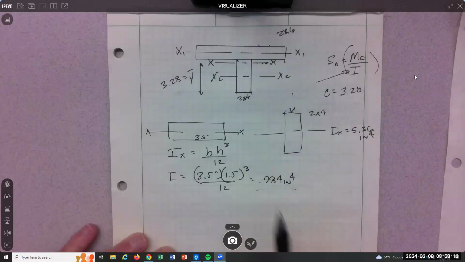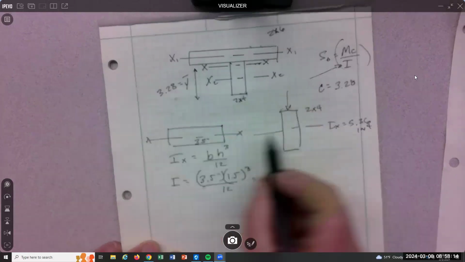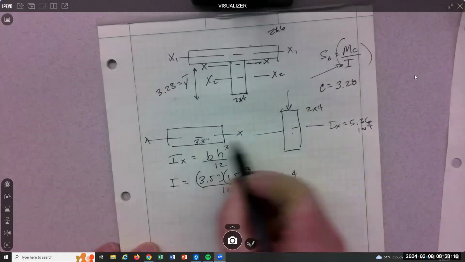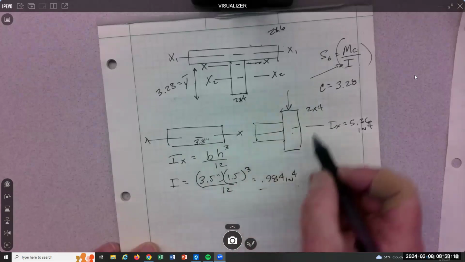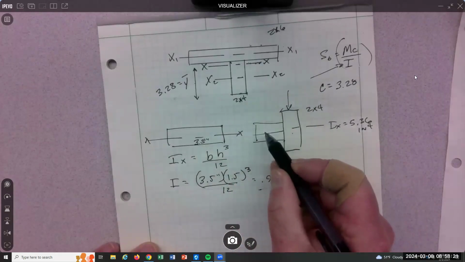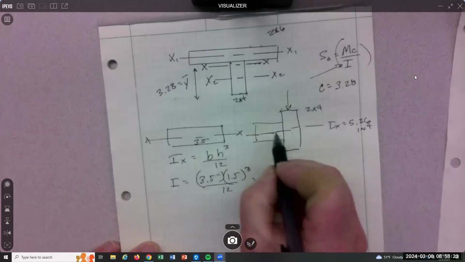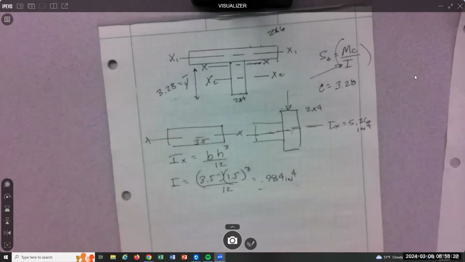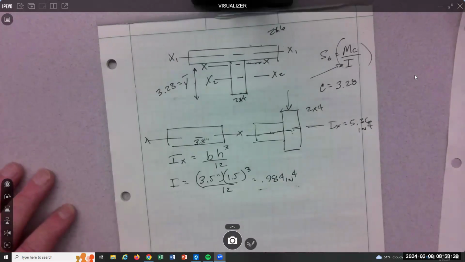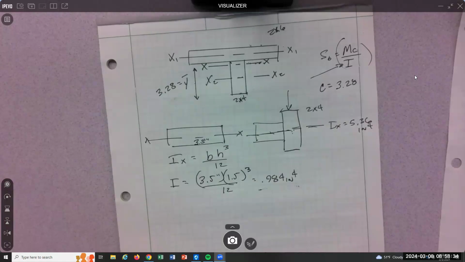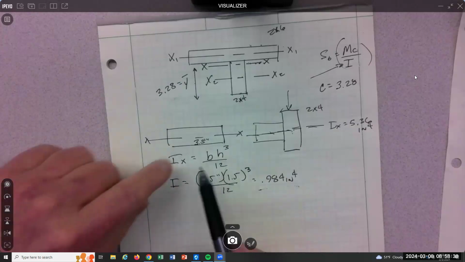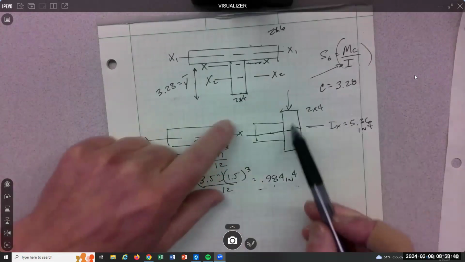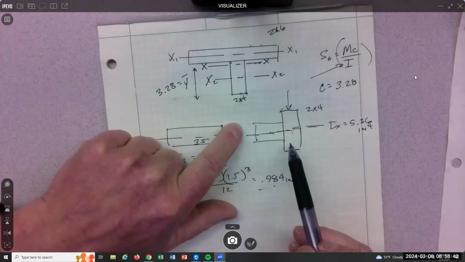If I added this 2x4 to this 2x4, if I just straight up added it, and now this is my shape, this x-axis and this x-axis line up. Agreed? Those two axes line up. When the axes line up, you can add inertias, just straight away add them. So that's great. We could take this inertia, add it to this one. That would be the combined inertia.